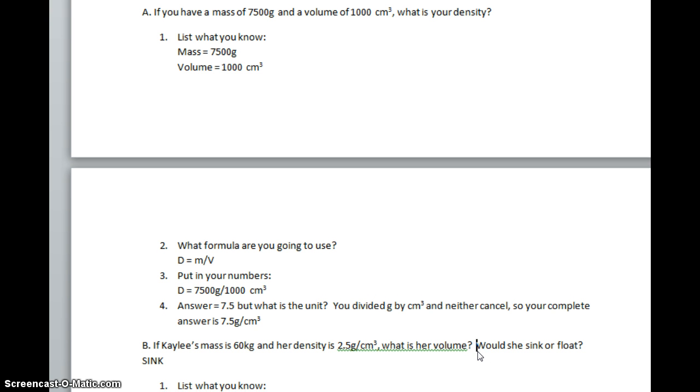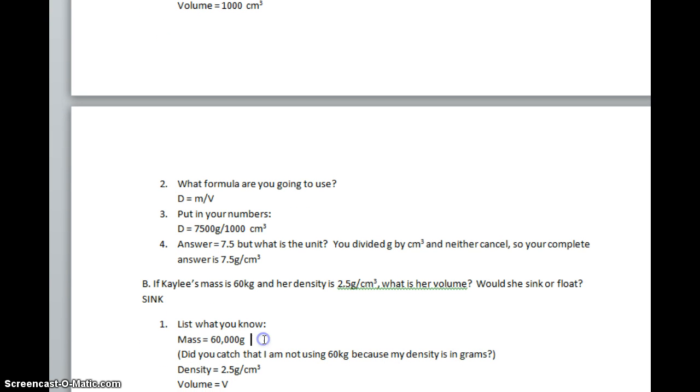So list what you know. I know my mass is 60,000 grams. Did you catch that I am not using 60 kilograms because my density is in grams? Here's where the units are crazy important. If I'm saying my density is in grams, I can't use kilograms for my mass. So I have to convert 60 kilograms into grams. We know that 1 kilogram equals 1,000 grams. Therefore, if I have 60 kilograms, it is going to equal 60,000 grams. The density is 2.5 grams per centimeters cubed, and volume is abbreviated V.